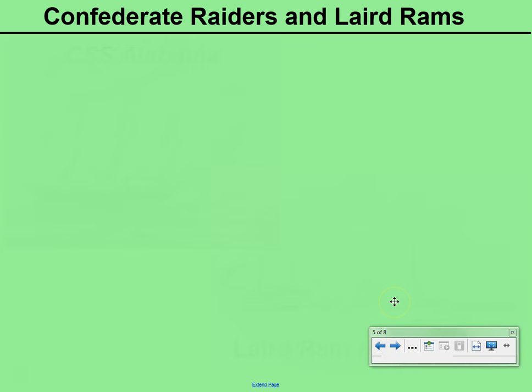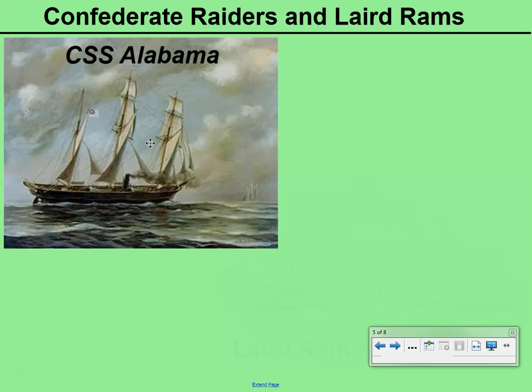Now, a couple other little things here. The South, they didn't have much of a formal navy, but they were able to buy some warships from British shipyards.